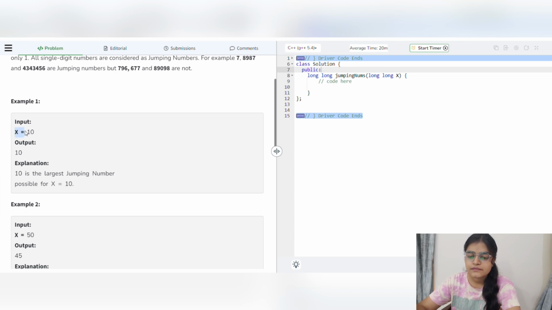Moving on to the example, if we see here, the x is given as 10 and the output is 10 itself. Why? Because 10 itself is a jumping number. 1 minus 0, the difference is 1. So 10 is the largest jumping number possible for x equals 10.